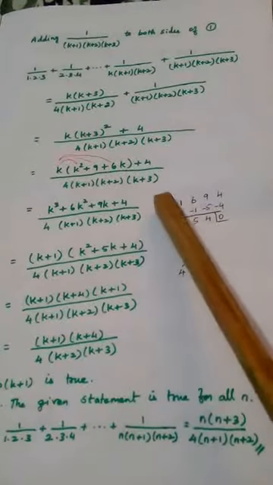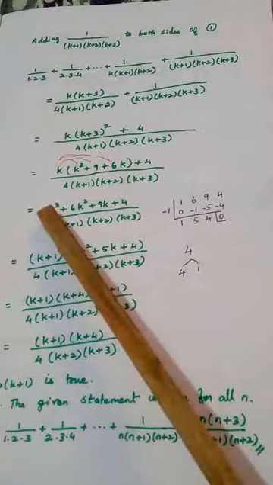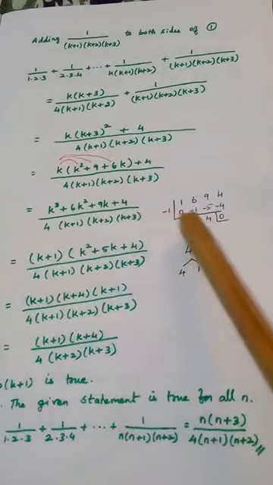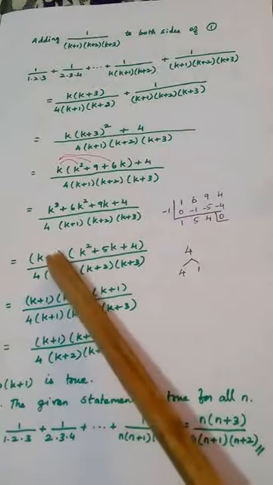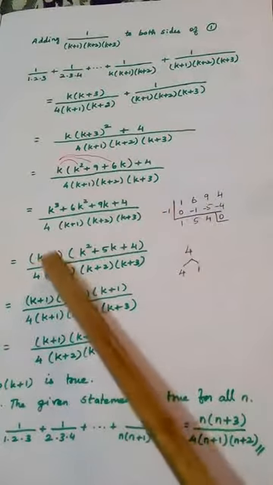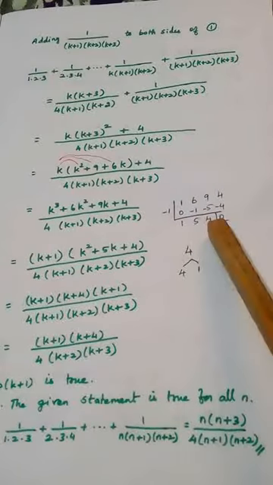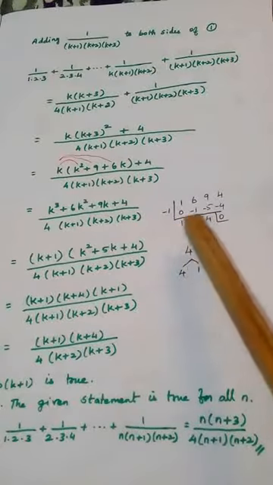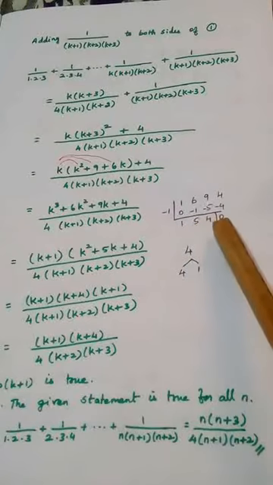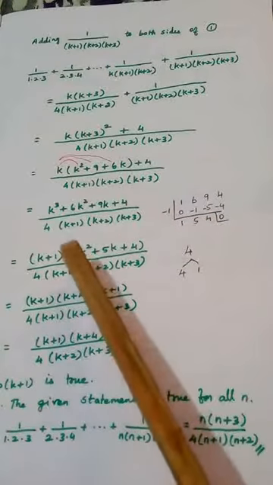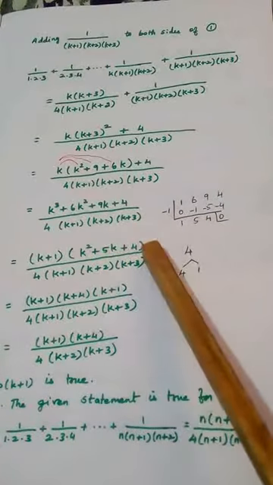Since 0 comes, what should I say? Usually we will say x plus 1 is a factor. Since the equation is in terms of k, I should write k plus 1 is a factor. Since minus 1 is the root, I should put k plus 1. And this is called the quotient. How to write this? 1k square plus 5k plus 4. That is what is written here: k square plus 5k plus 4.